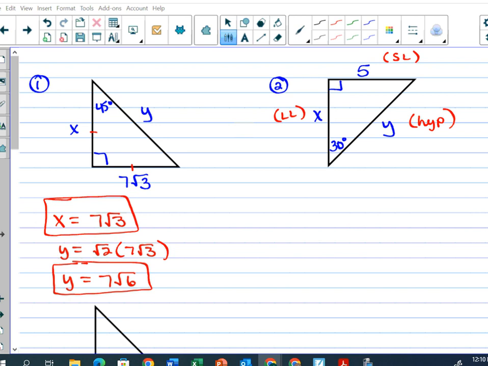I have a question. When we were doing the notes, you said long leg equals square root of 3 times short leg. Is it always going to be square root of 3? Is that always going to be the number? Yeah, and 45-45-90 is root 2.